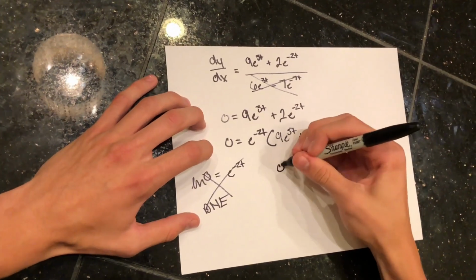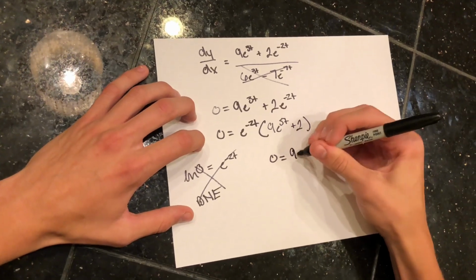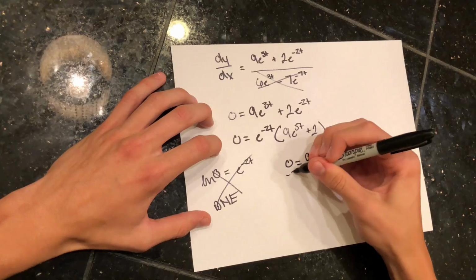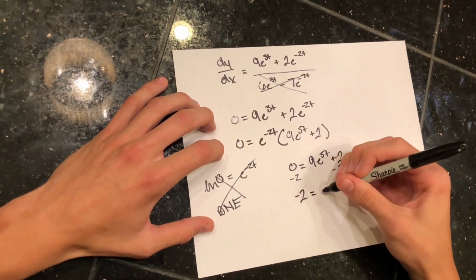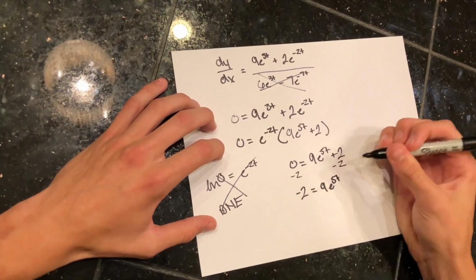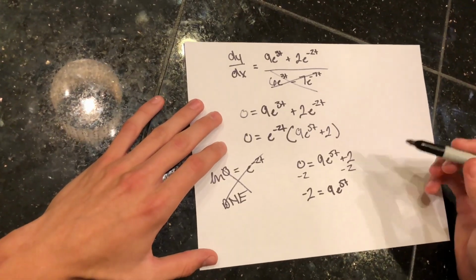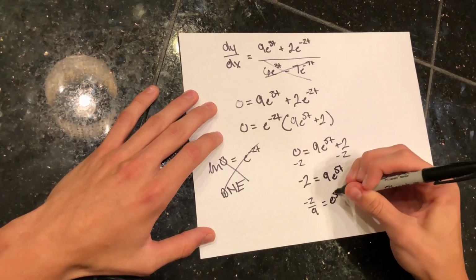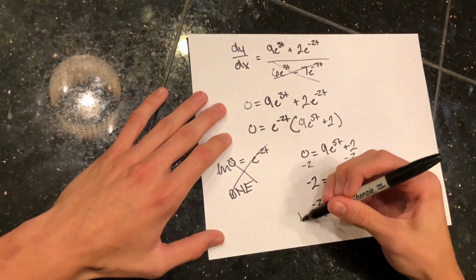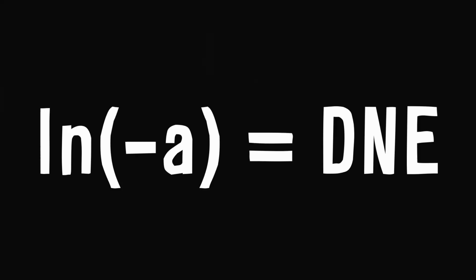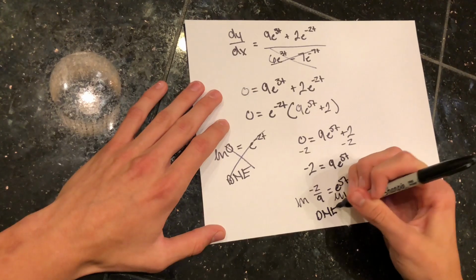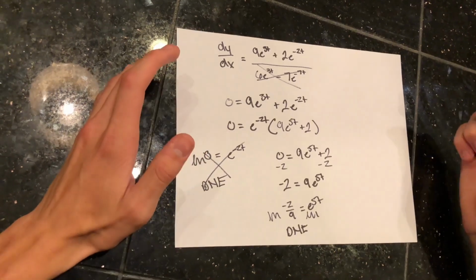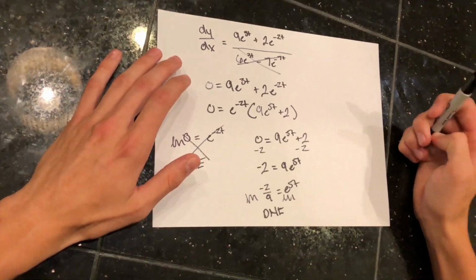So now we'll try and set the other side equal to 0. So when we set the other side equal to 0, first we must subtract 2 from either side. So that leaves us with 9e to the 5t on the right side. And to get the e to the 5t by itself, we have to divide by 9. So we have negative 2/9 equals e to the 5t. And when we try and take the natural log of both sides, the natural log of a negative number does not exist. Therefore, since there are no solutions that make the numerator equal 0, there are no horizontal tangent lines.